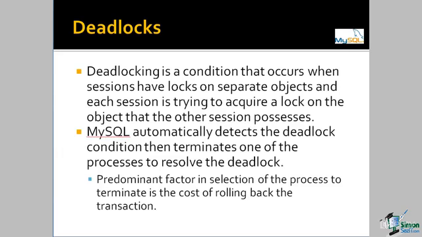How does it decide? Well, typically the easiest way to decide is to determine which of the transactions is the least expensive to roll back. So if transaction A has made fewer changes to the database than transaction B, then transaction A will be selected as the deadlock victim, rolled back, and terminated, thus freeing the deadlock and allowing transaction B to continue with its processing.